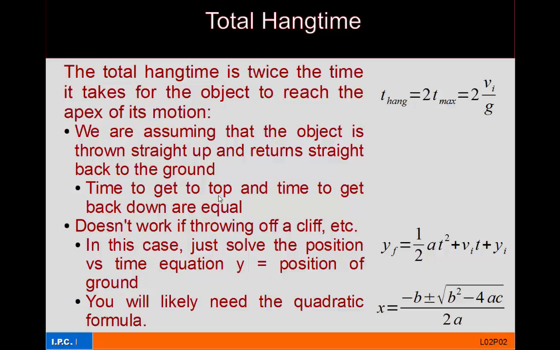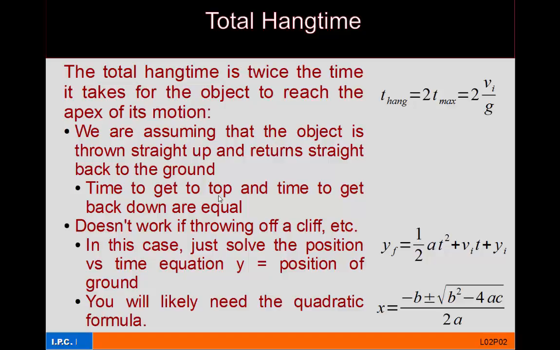If you are throwing the object from the ground and it's going to land back on the ground, in other words, this is a symmetric motion where the object lands at the same height that it left at, then it should take the same amount of time to get from the bottom to the top as it takes to get from the top back to the bottom. So you can take that maximum time that we solved for in the previous step, multiply by 2, and now you have the hang time.